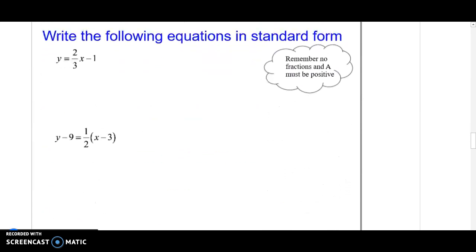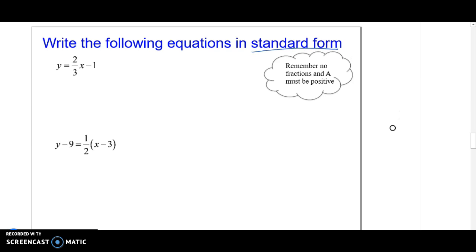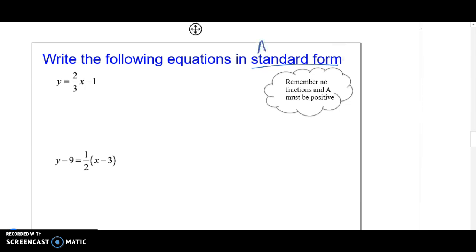Okay, writing something in standard form. So we are going to have to take something and put it into standard form. This is that ax plus by equals c, this is our new form today. Okay, so for this, we have y equals mx plus b here.